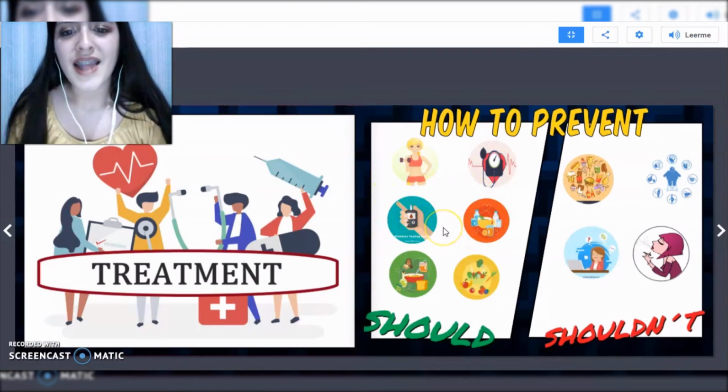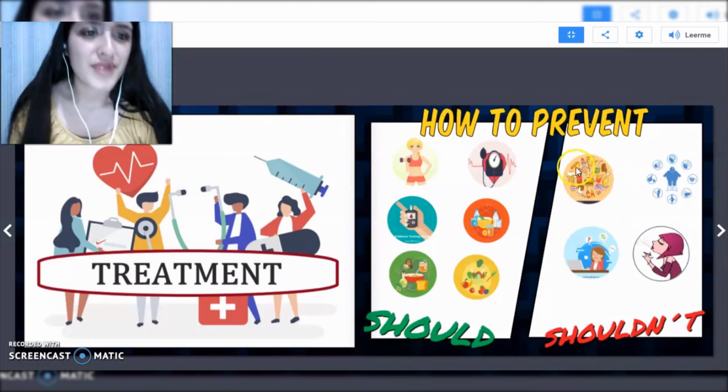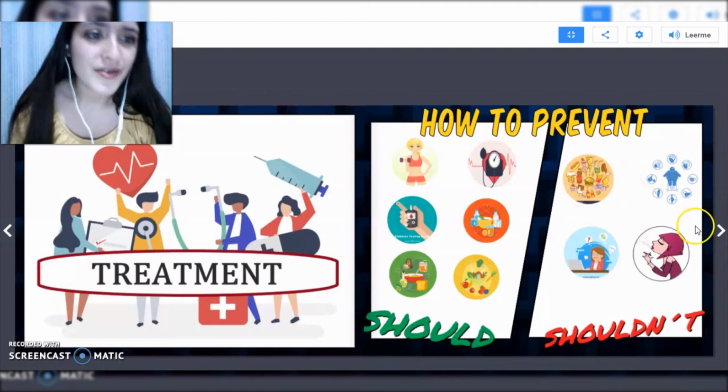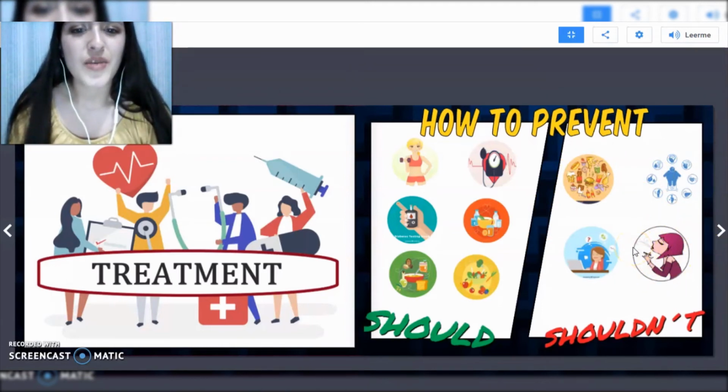Now let's talk about the things you shouldn't do. Avoid eating a lot of fat and sugar, and try to never smoke in your life. Those are the actions that will kill your body.